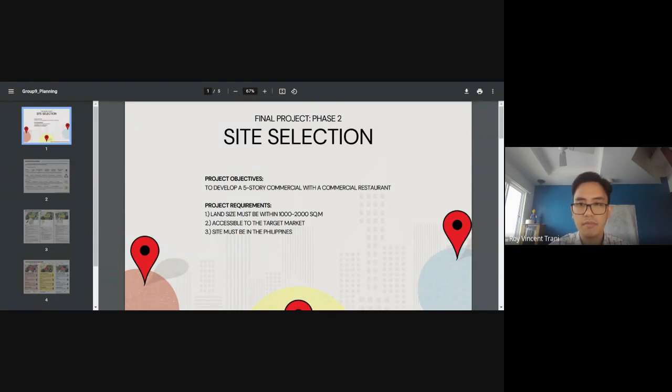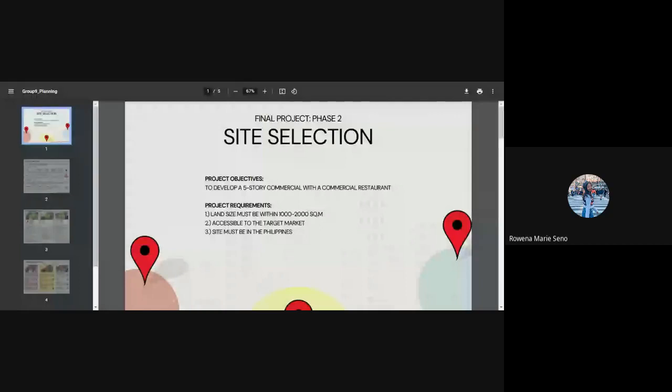So good morning, everyone. Today we'll be presenting our site selection process. Our project objective is to select a site suitable to develop a 5-story office building with a commercial restaurant. For our project requirements, land size must be within 1,000 to 2,000 square meters, it must be accessible to the target market, and the site must be in the Philippines.